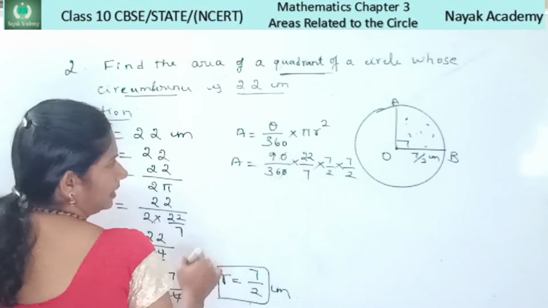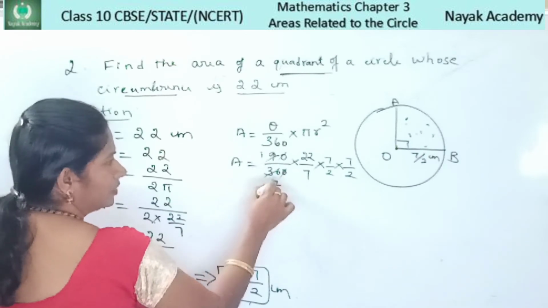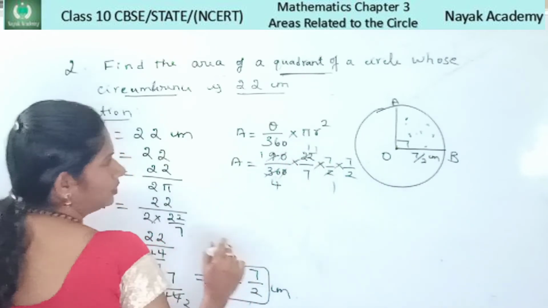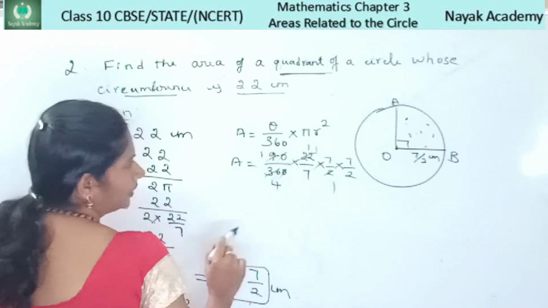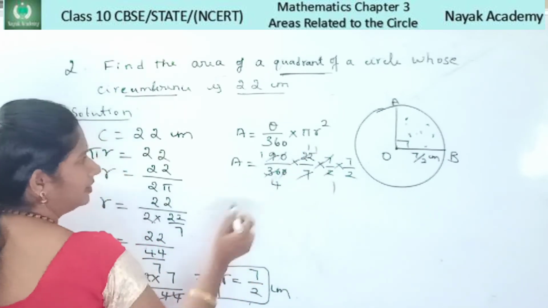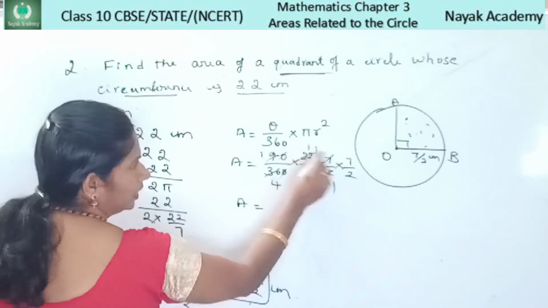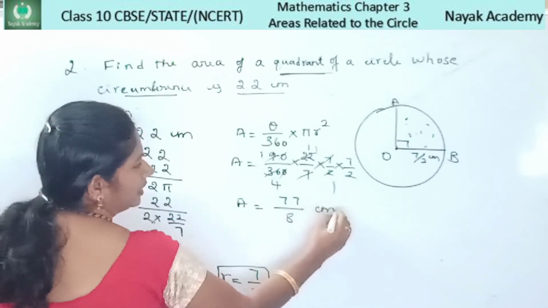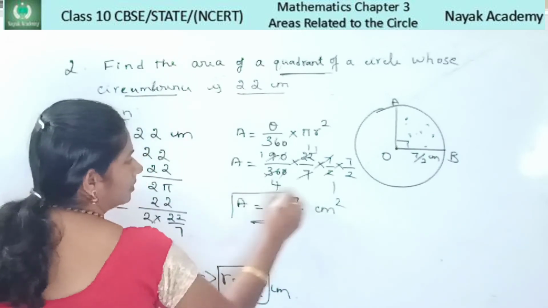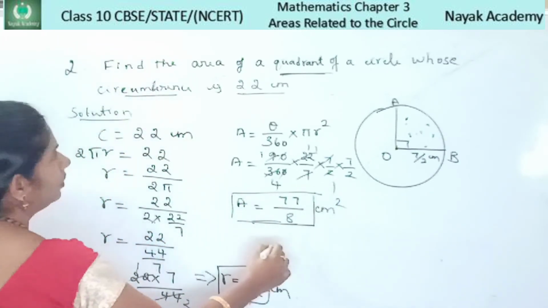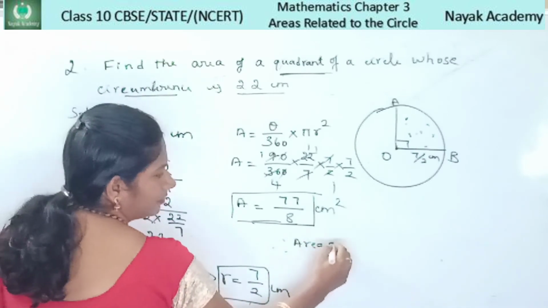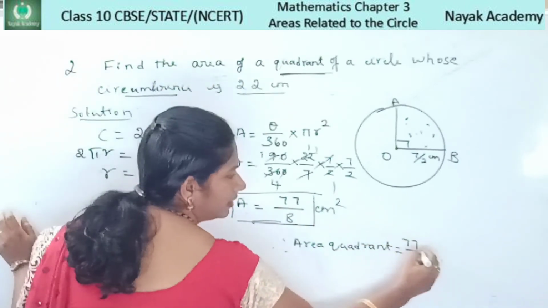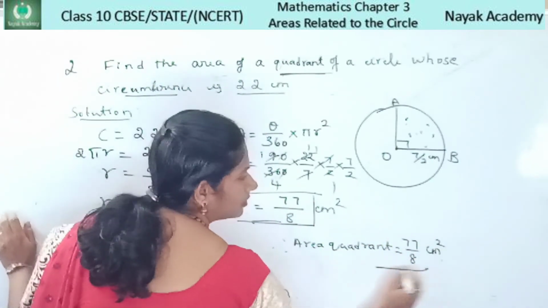Now the zeros get cancelled. 9 ones are 9, 9 fours are 36. Now 2 ones are 2, 2 elevens are 22. Now this 7 gets cancelled. Now what remains, children? Area equals 11 sevens are 77, 4 twos are 8 centimeter square. Therefore, the area of the quadrant equals 77 by 8 centimeter square.